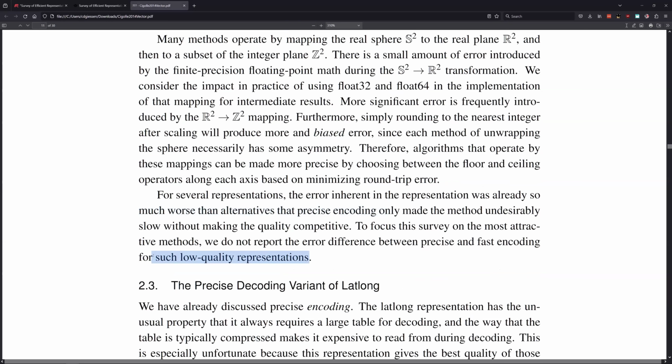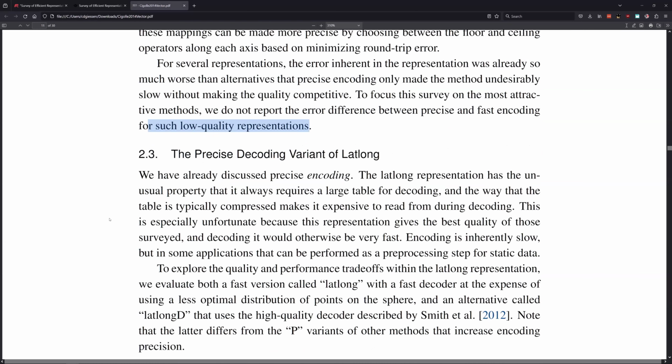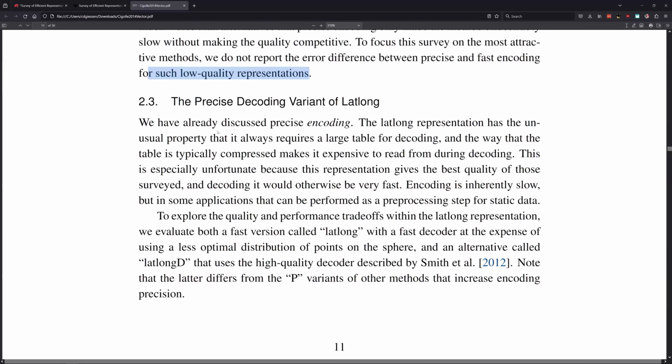Yeah, some representations just suck, and we're not going to spend too much time worrying about it. Yeah, the lat long is cool for its having a table, but that just does mean you have to do a decoding in a different fashion than other formats, because you pretty much need a lookup table to do it efficiently.